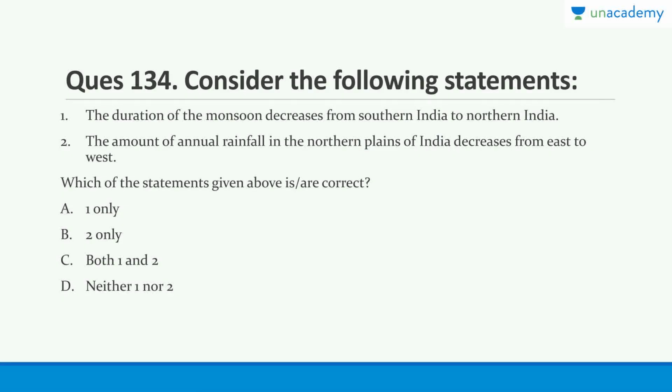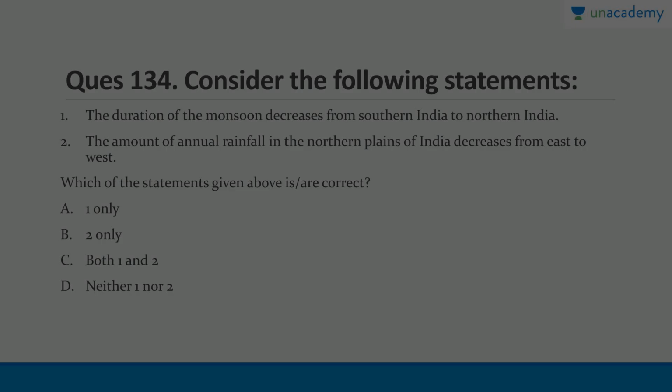Question number 134. Consider the following statements. The duration of the monsoon decreases from southern India to northern India. Obviously, it will be the highest in southern India and lowest in northern India. The amount of annual rainfall in the northern plains of India decreases from east to west. Yes, in eastern India the rainfall is very high. In western India the rainfall is very low. So the answer is C, that is, both 1 and 2 are correct here.